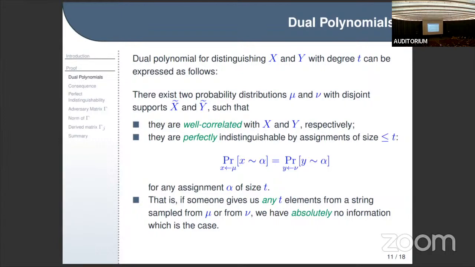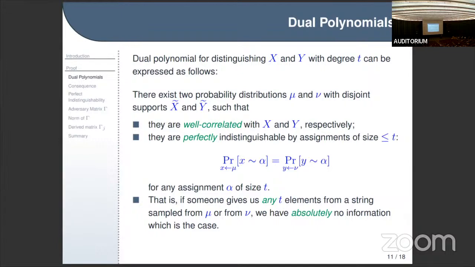This means that if you take an assignment alpha of size t, you fix the values of t of your input variables. If someone gives you any t elements from a string, sampled from mu or sampled from nu, they have exactly the same probability in both distributions. So given the value of these t elements, you get absolutely no information whether your input is sampled from nu or from mu.